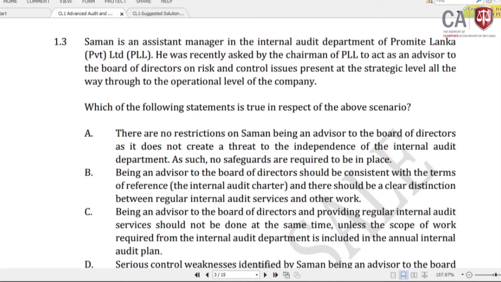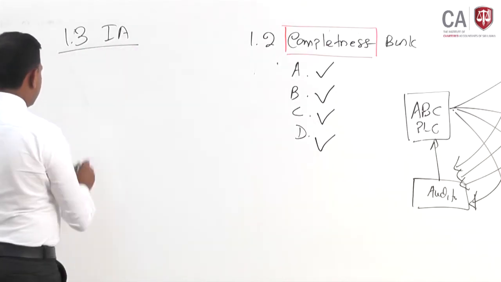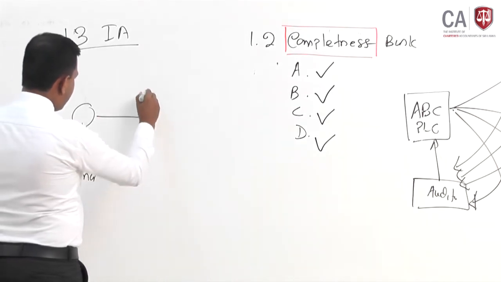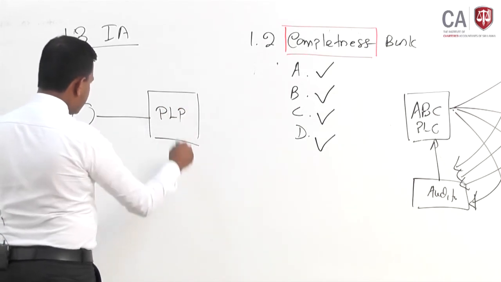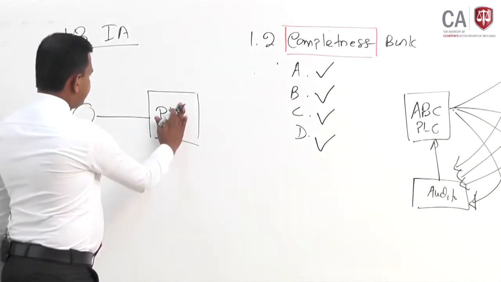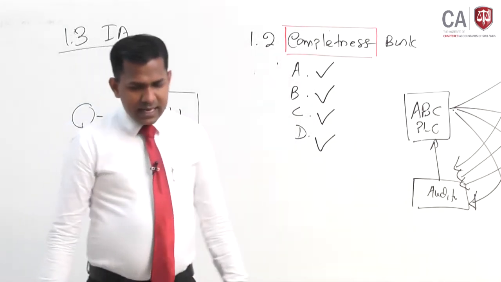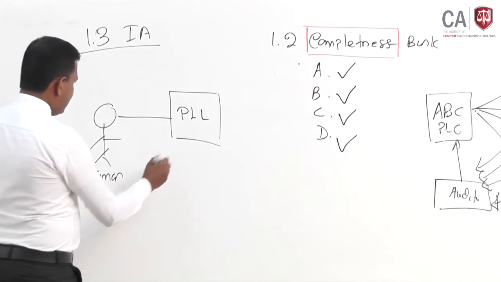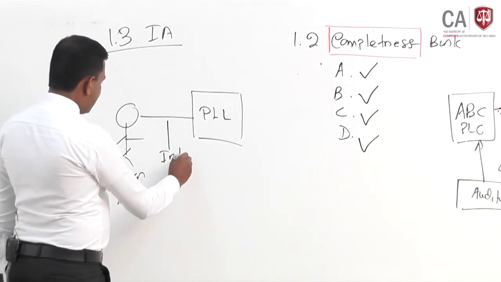Read the question again. Saman, the assistant manager of the internal audit department of Pramit Lanka Private Limited. So we are on question number 3 now. This is asked from internal audit. Saman is working at Pramit Lanka PLC, PLL. He was asked, assistant manager of the internal audit department. So he is the assistant manager at the internal audit department.